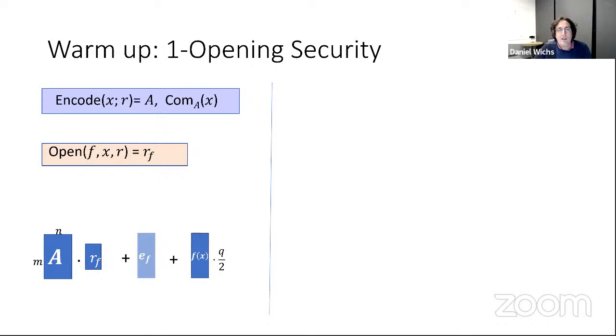So as a warm-up, let me show you how to provably get just one opening security. So security if I only open one function output f of x. I want to mention this is not enough for iO. For iO, we need many opening security. That's going to be harder. But let's start as a warm-up to just get security for one opening.